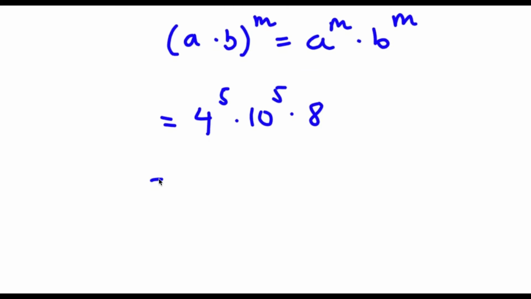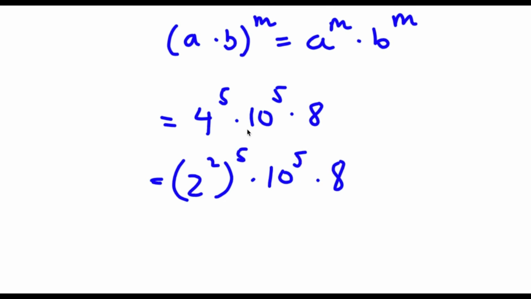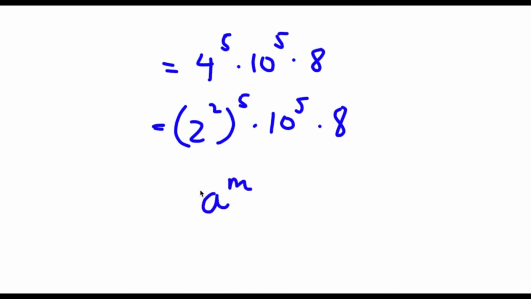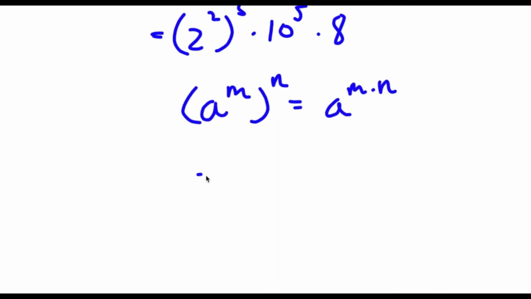Now 4 is the same thing as 2 squared. So if I replace 2 squared with 4, I get 2 squared to the power of 5 times 10 to the power of 5 times 8. Now if I have something in the form a to the power of m to the power of n, this is the same thing as a to the power of m times n. So 2 to the power of 2 to the power of 5 is going to equal 2 to the power of 10, because 2 times 5 is 10.